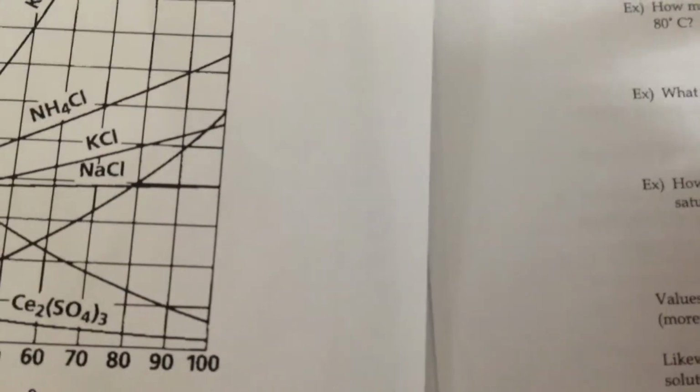So the first one, we're looking for, I don't know what we got there at the end, but it should be approximately 11 grams for KClO3 at 30 degrees Celsius. Okay? Now the next one, what about at 80 degrees Celsius?